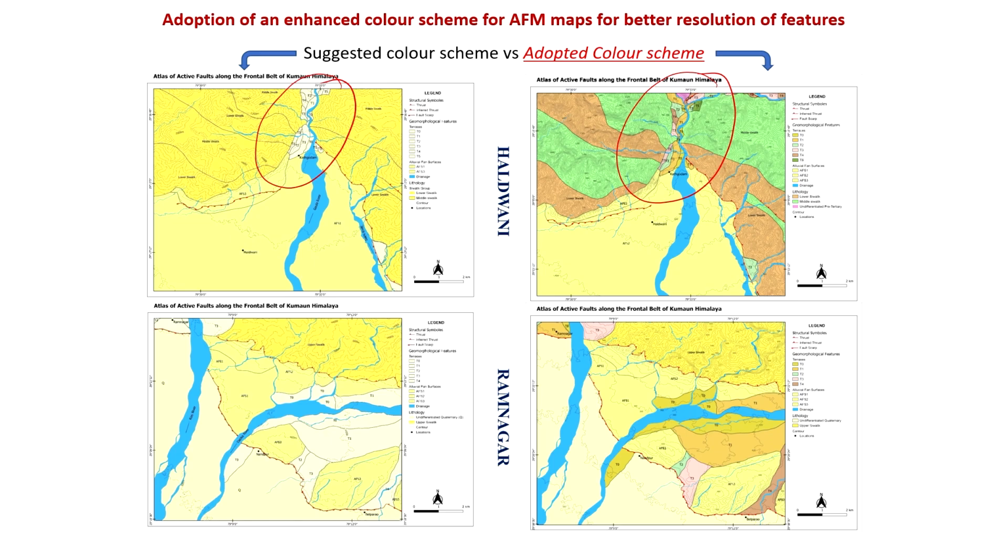So, the right hand side map, that is what we finally adopted with the color codes, and that is how you can now differentiate easily the different landforms as well as the lithology. The first one is from the Haldwani area, and another is the Ramnagar area in the Kumaon Himalayas, where you can differentiate easily different terraces as well as the alluvial fan surfaces.